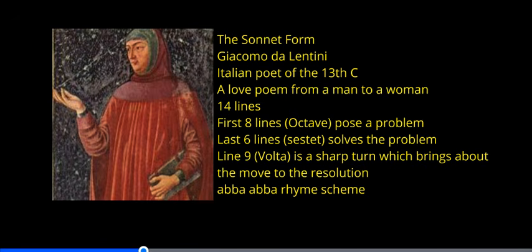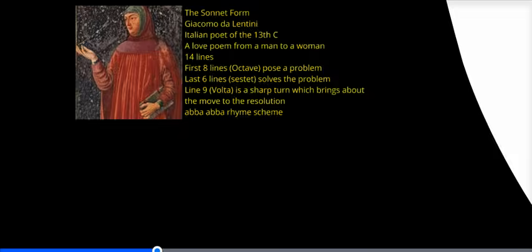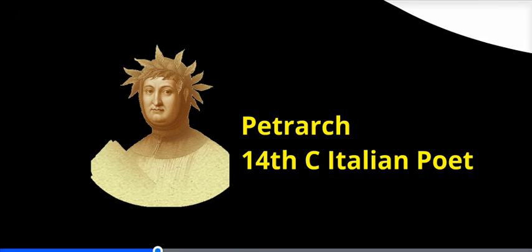And line 9, the volta, is a sharp turn which brings about the move to the resolution. And there's an ABBA rhyme scheme. And that's what we call the Petrarchan sonnet. Now, it wasn't invented by Petrarch, it was invented by Giacomo da Lentini, but made famous by this Lady Gaga lookalike Petrarch, a 14th century Italian poet.